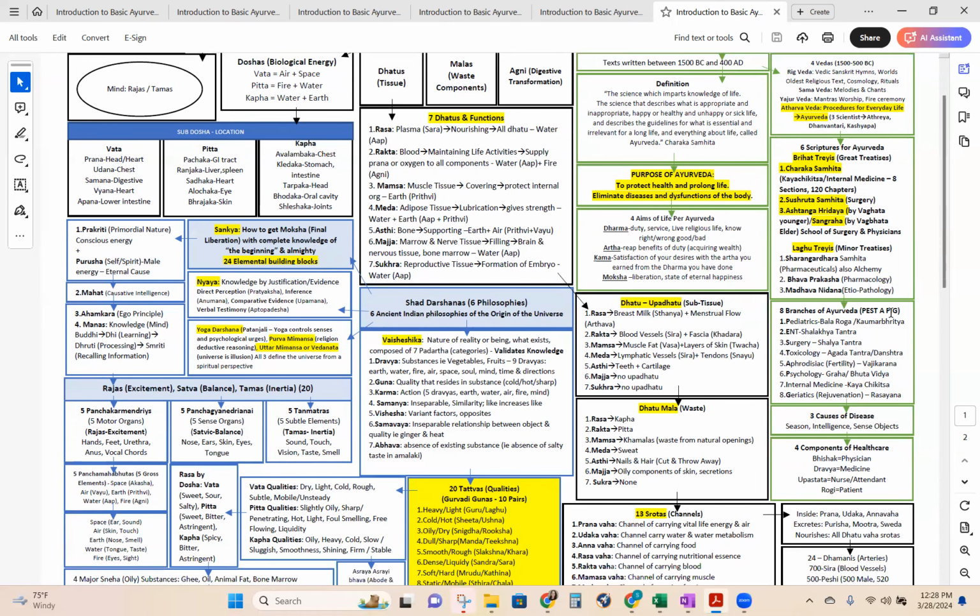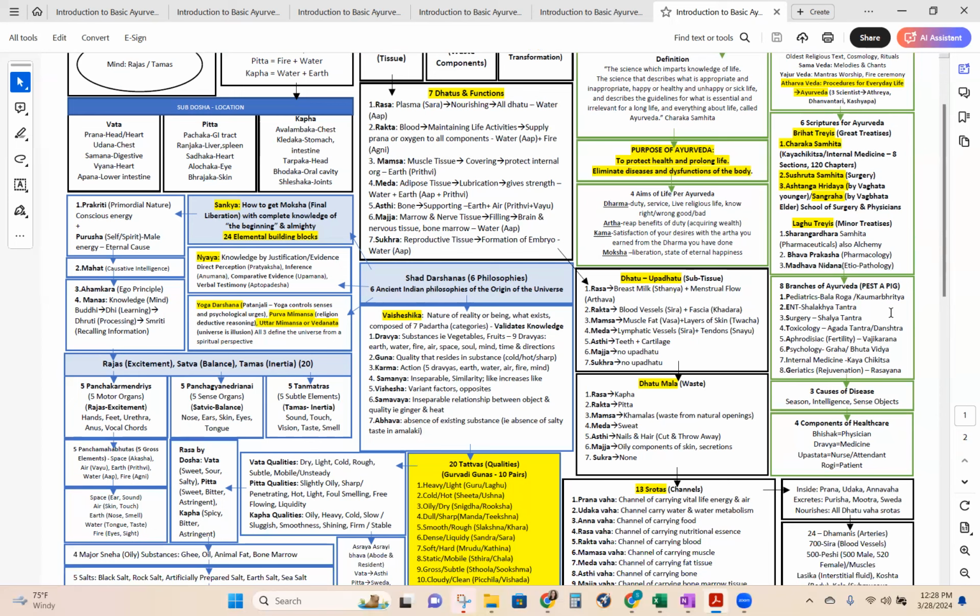And then we have the 8 branches of Ayurveda. So I use this acronym, PEST A PIG, to help remember the 8 branches of Ayurveda. So the P in pest is for pediatrics, Bala Roga, or Kumara Bhritya. The E in pest is ENT, Shalakya Tantra.